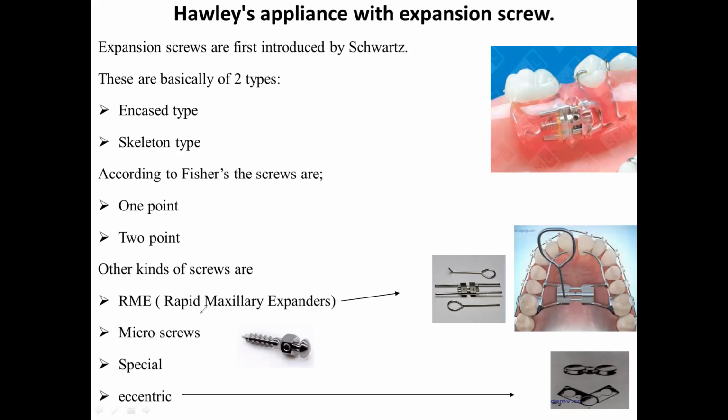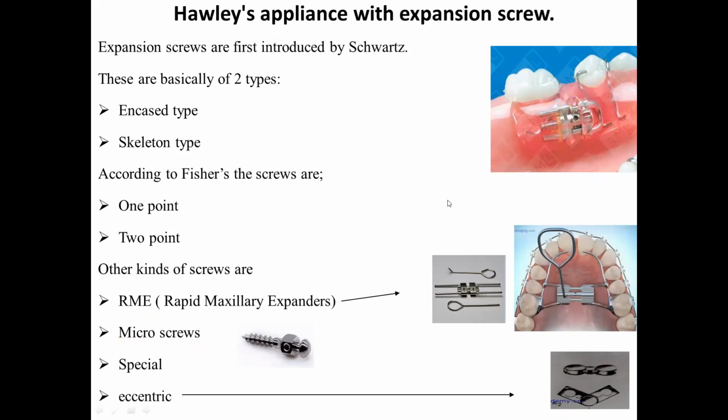There are other kinds of screws we can use. There can be mini screws used. This screw is called an expander, or we can call it an expansion type of screw. It is causing distalization by expanding the arch. So that's why we are calling it an expander. And we can have another type of screws. These are called eccentric screws, or there are some special screws.